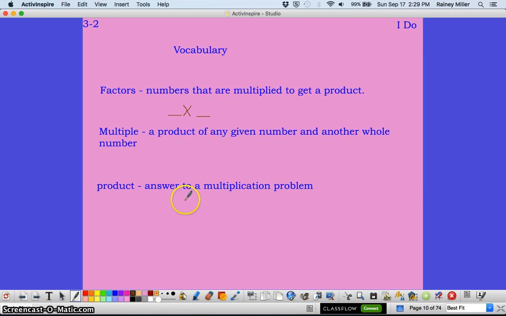A product is the answer. So whatever you're going to have come out of the multiplication problem, that's your product. Okay, just like a product is the final thing that comes out of a factory.